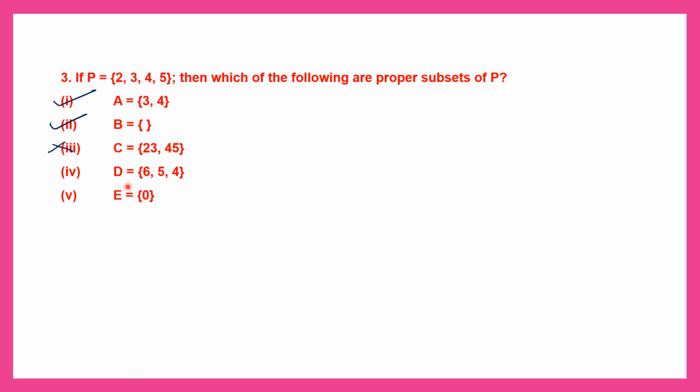Fourth one, D is equal to {6, 5, 4}. Now we don't have 6 but we have 5 and 4. So this is not a proper subset of set P. Next one, E is equal to {0}. Now we don't have 0 there. So E is also not a proper subset. So what are the proper subsets of set P? Only questions 1 and 2. So A and B, that is set A and set B, are the proper subsets of set P.